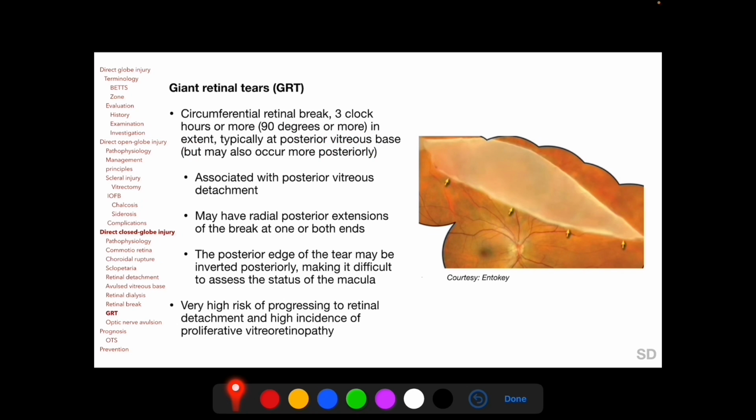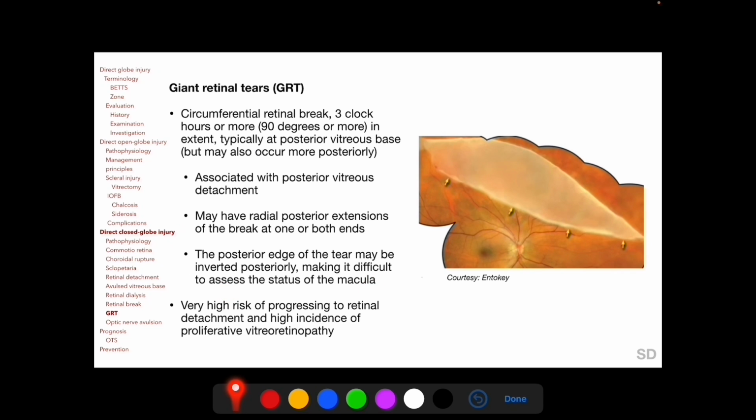Like traumatic HSTs and operculated breaks, giant retinal tears also occur due to trauma-induced vitreoretinal traction and so have associated posterior vitreous detachment, and may have radial posterior extensions of the break at its ends. The posterior edge of the GRT may be inverted posteriorly, as seen here in this clinical photograph, which may make it difficult to assess the status of the macula.